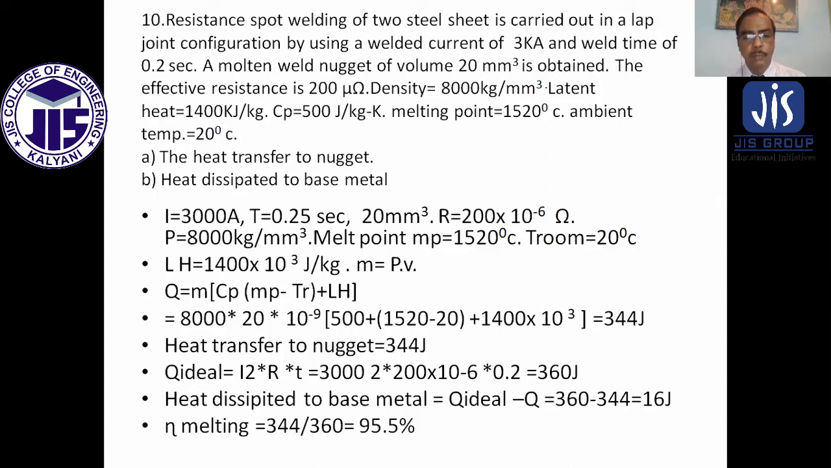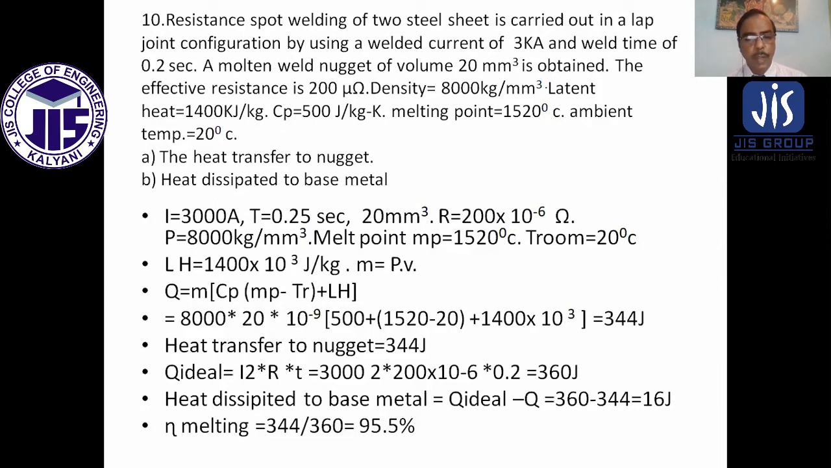Mass is equal to rho into V. So Q is equal to M into Cp into (melting point minus room temperature) plus latent heat. So 800 into 20 into 10^-6, into 9 into 500 plus 1520 minus 20, plus 1400 into 10^3. So the total calculated is equal to 344 joules. That is the heat transfer to the nugget, 344 joules.